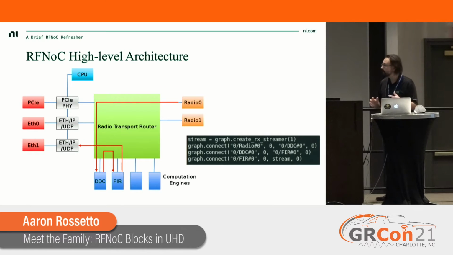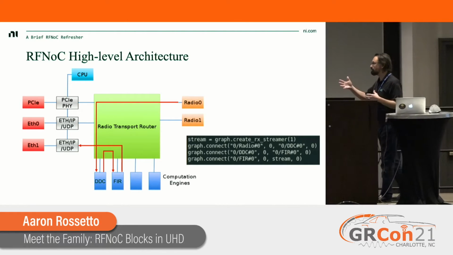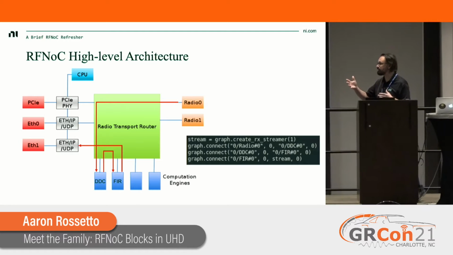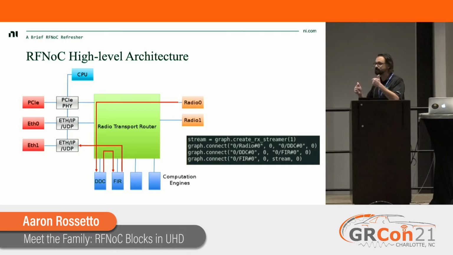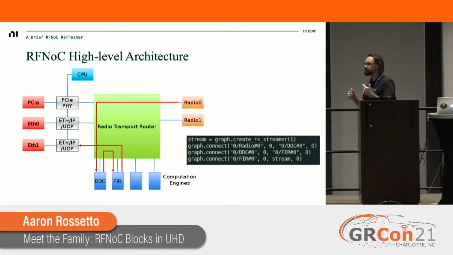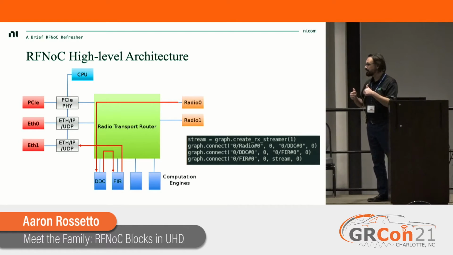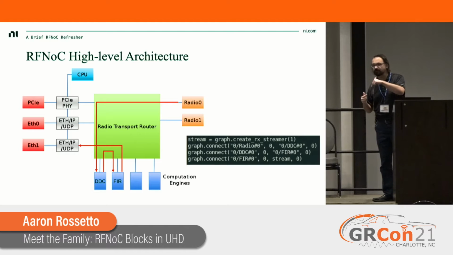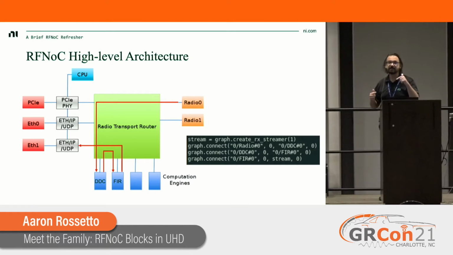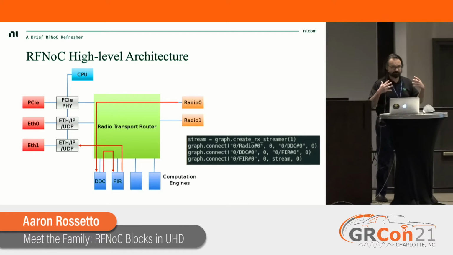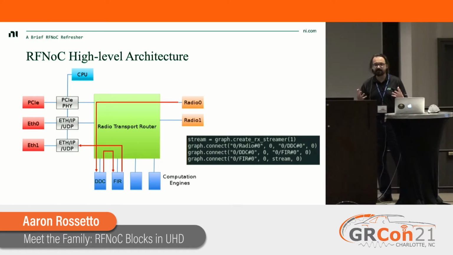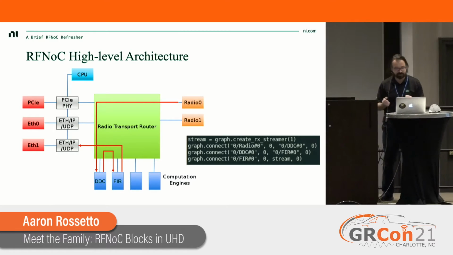So for example, I have some code here that creates one of these flow graphs where the radio element is connected to a digital down converter, which in turn is connected to an FIR filter. And then the output of that FIR filter goes to a stream endpoint so that data can be sent back to the host. So like I said, we're going to be focusing on these computation elements, the DSP blocks that are in UHD.